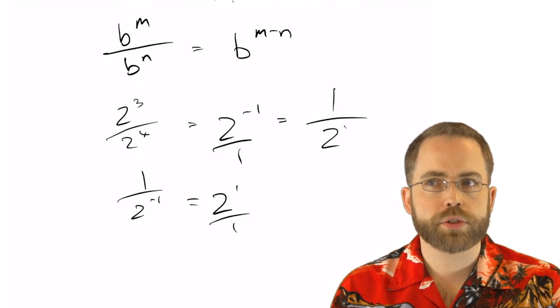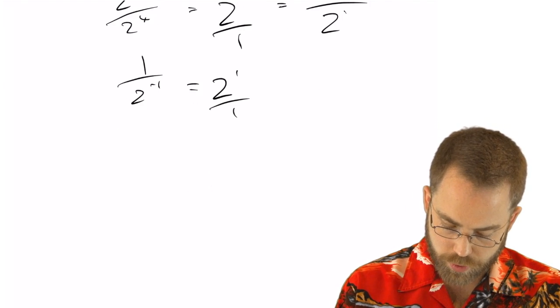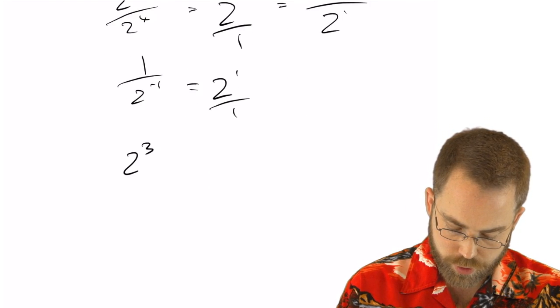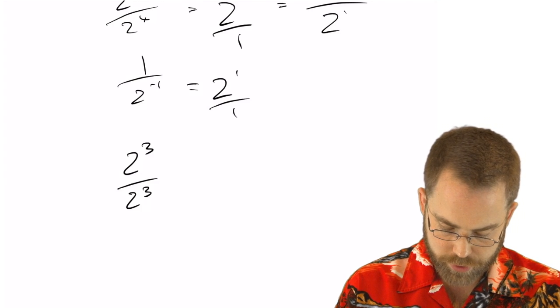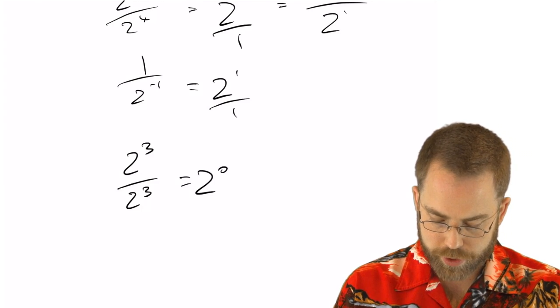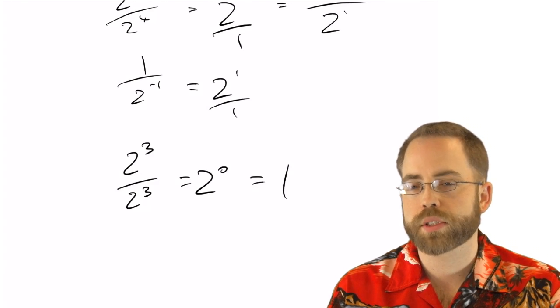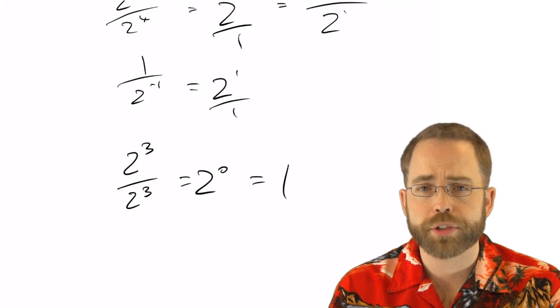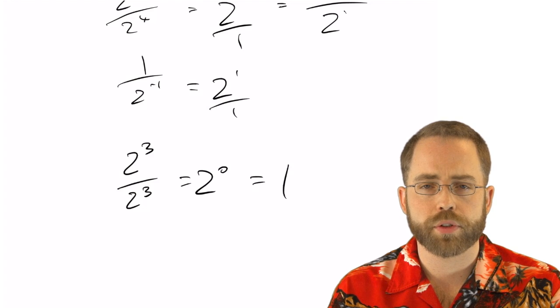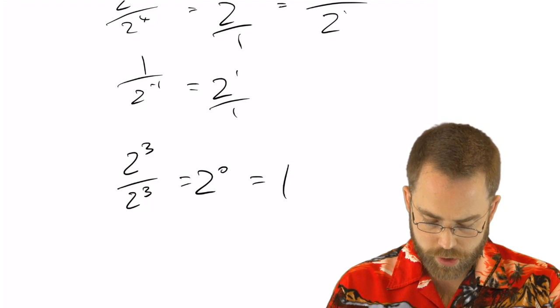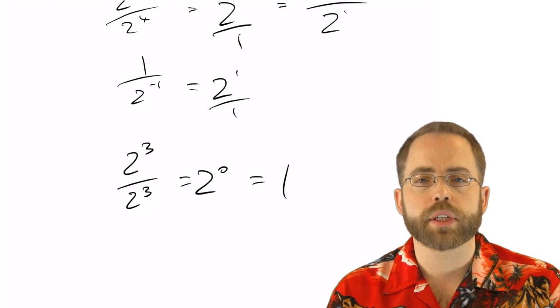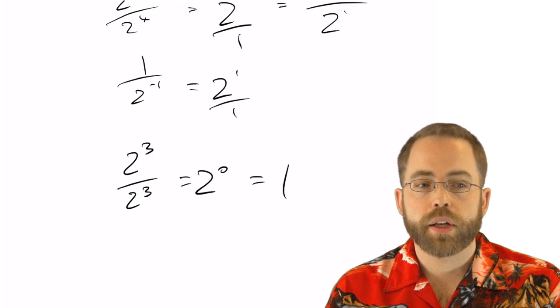This also then leads to not just negative numbers, but zeros, where you might have 2 to the third over 2 to the third, which is going to be 2 to the 0, which is just going to be 1. That if you have the same number on top as you do on the bottom of a fraction, then it all cancels and you're left with just the number 1. 8 over 8, in this case, is going to be 1, not 0.